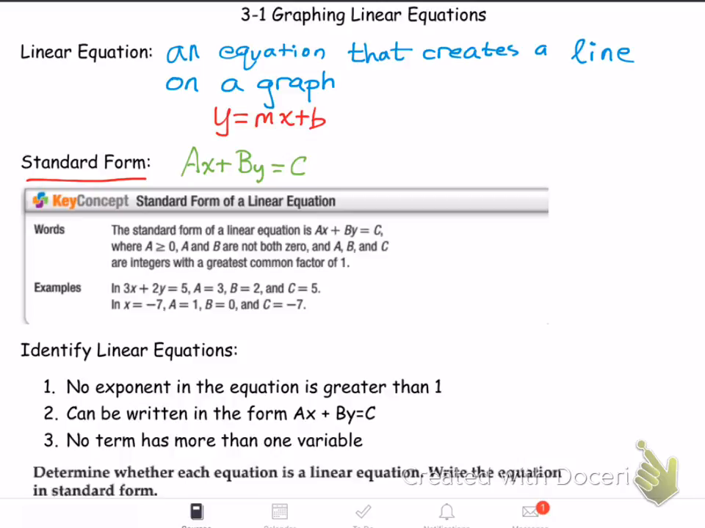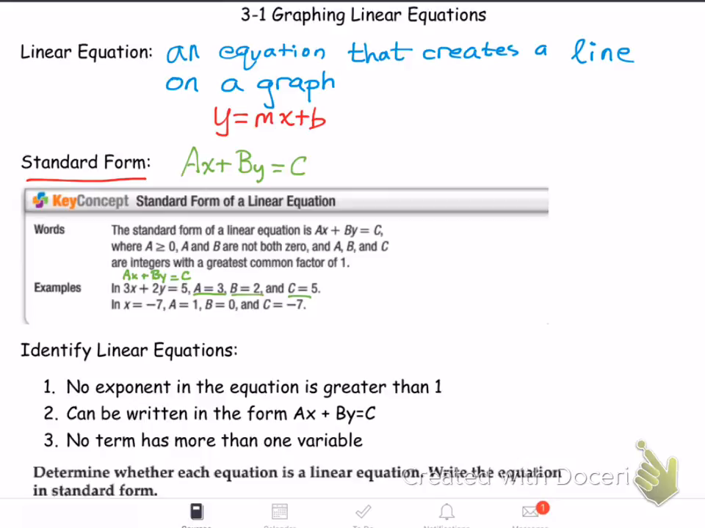So if you look at this example right here, 3x plus 2y is equal to 5, that's written in standard form. And the a is just 3, b is 2, and c is 5. So if you see right above that example, I wrote the standard form. The variables x and y just kind of stay the same. So linear equations have an x and a y variable, okay?